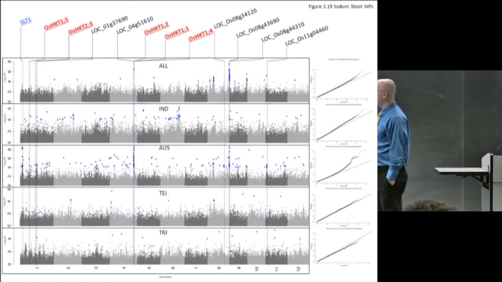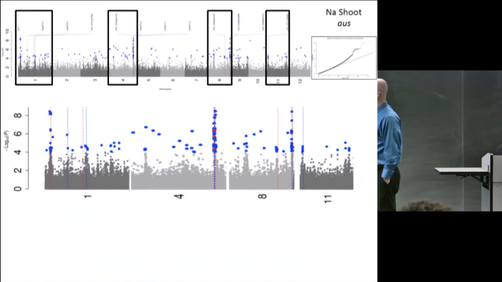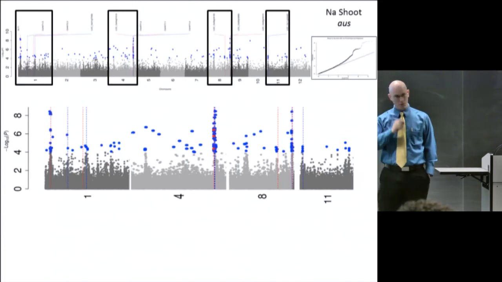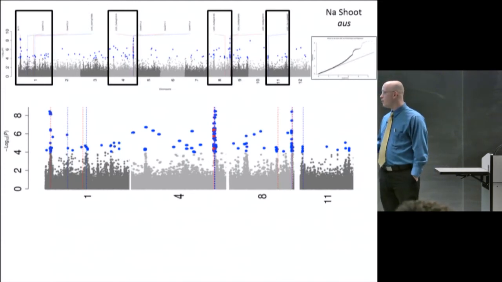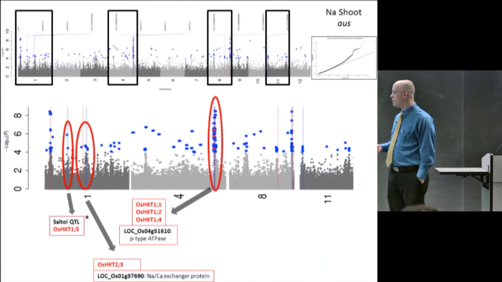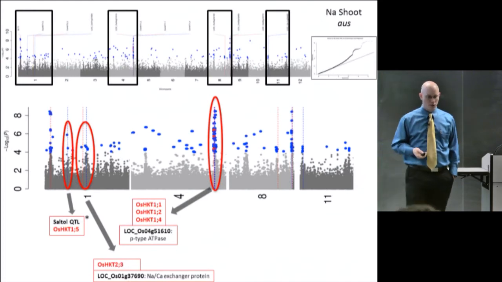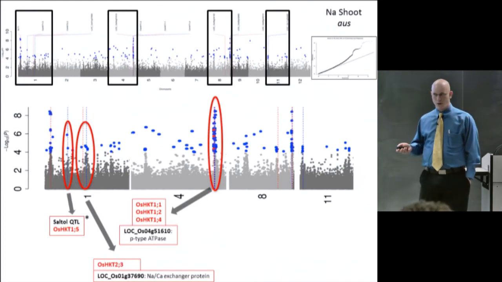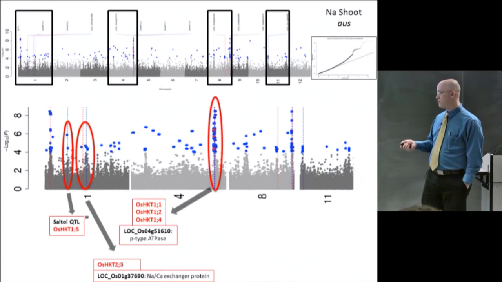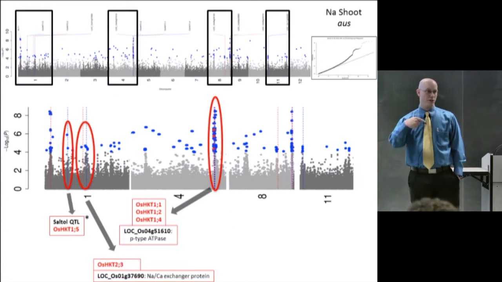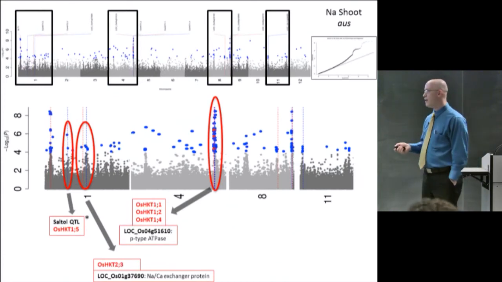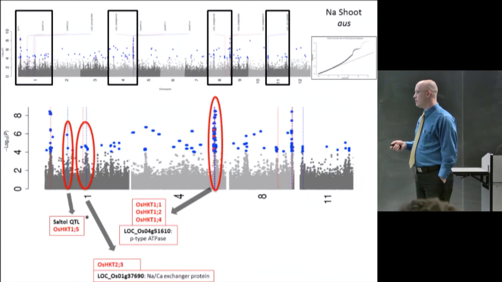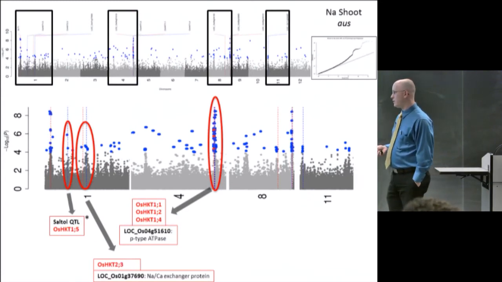So let's zoom in. This is just the Aus plot, and we're going to zoom in on these 4 chromosomes where we see our most significant hits. Here on 1 and 4, here's our big one on 4. It's sitting on top of 3 known sodium transporters. Here's 2 on 1. The Saltol QTL is a QTL that was discovered many years ago now that IRRI is working, as well as others, to fine map and to integrate into Bangladeshi varieties. It's right here on chromosome 1. Here's another, right here on chromosome 1, another HKT transporter.